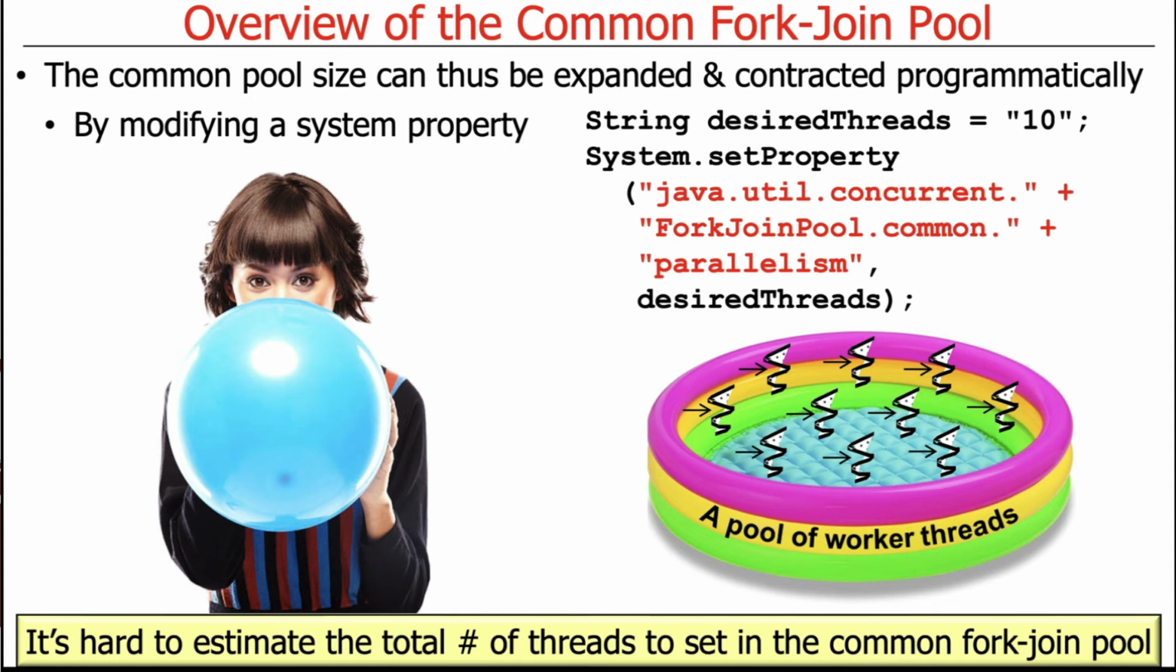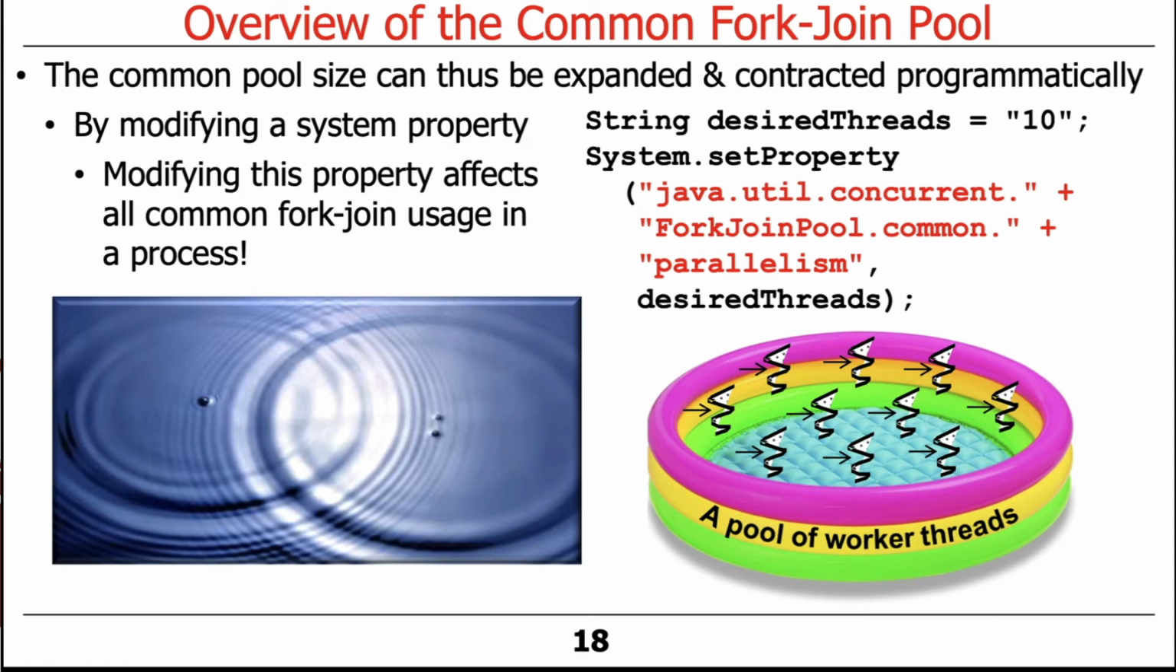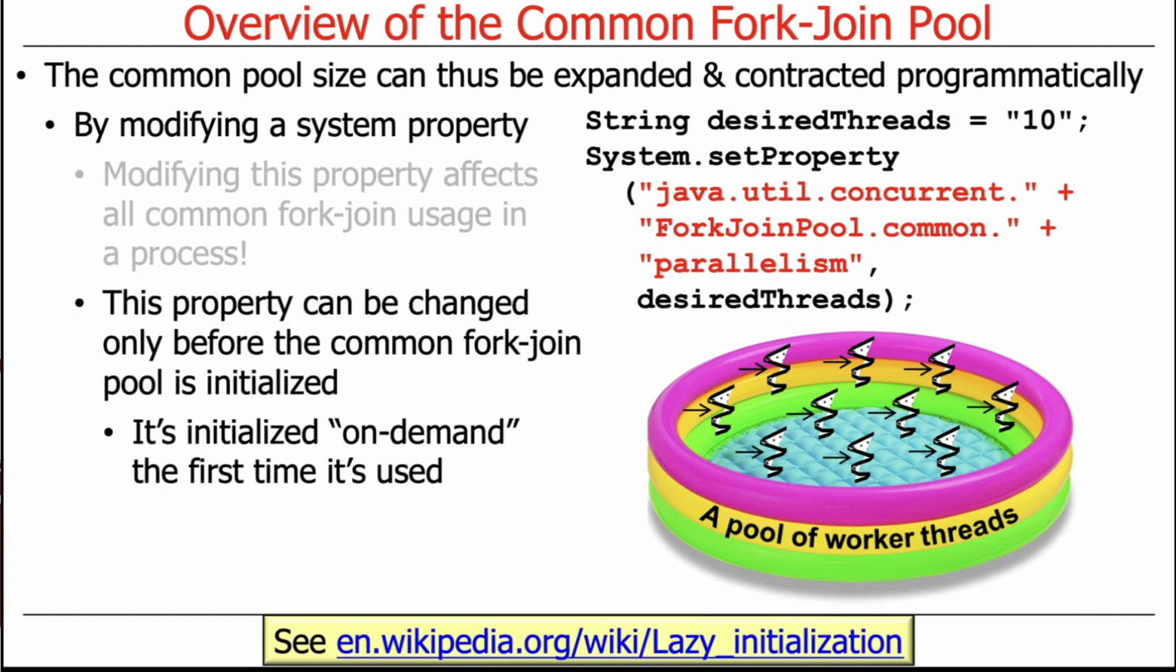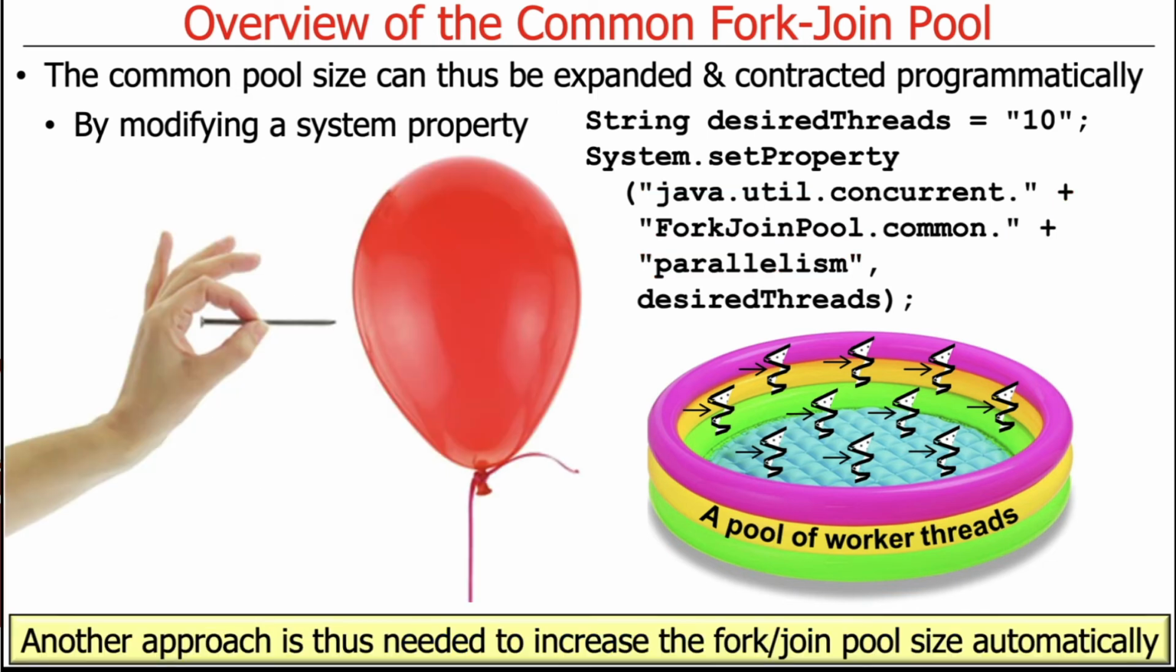The problem there is it's often hard to know what the default value should be. Another problem is that modifying this property affects all the common fork join pool usage within a process, because it's making that be the number of threads, which might otherwise be too big or too small in a Goldilocks-like sense. Yet another problem with doing things by the system property is that this property can only be set before the common fork join pool is initialized. And the common fork join pool is initialized on demand the first time it's actually used. So setting this value is a little bit tricky. You have to know exactly where to do it, and that can be confusing.